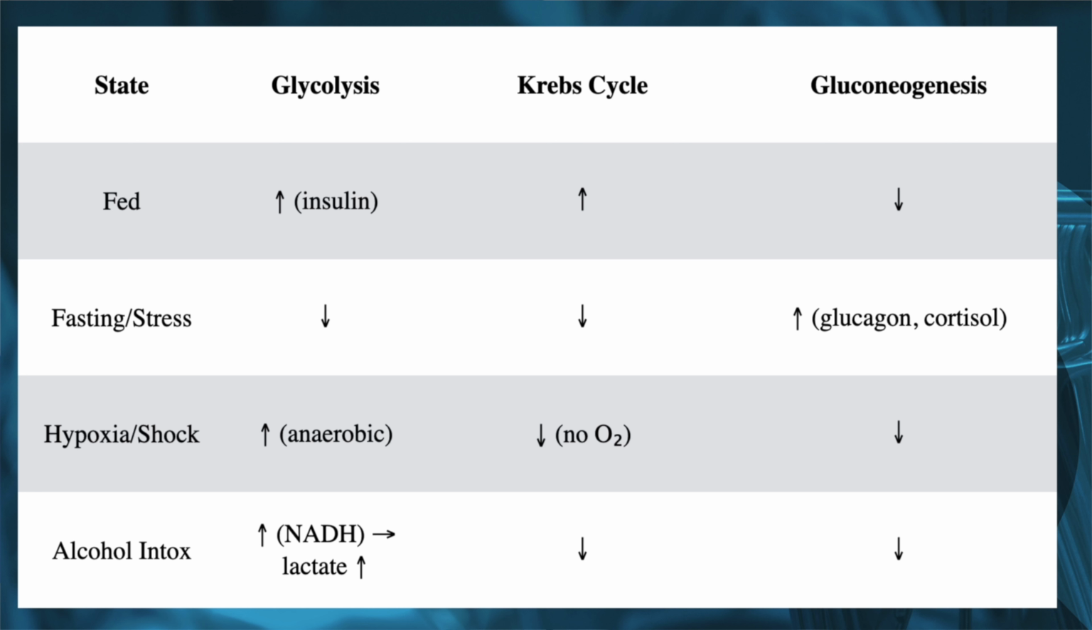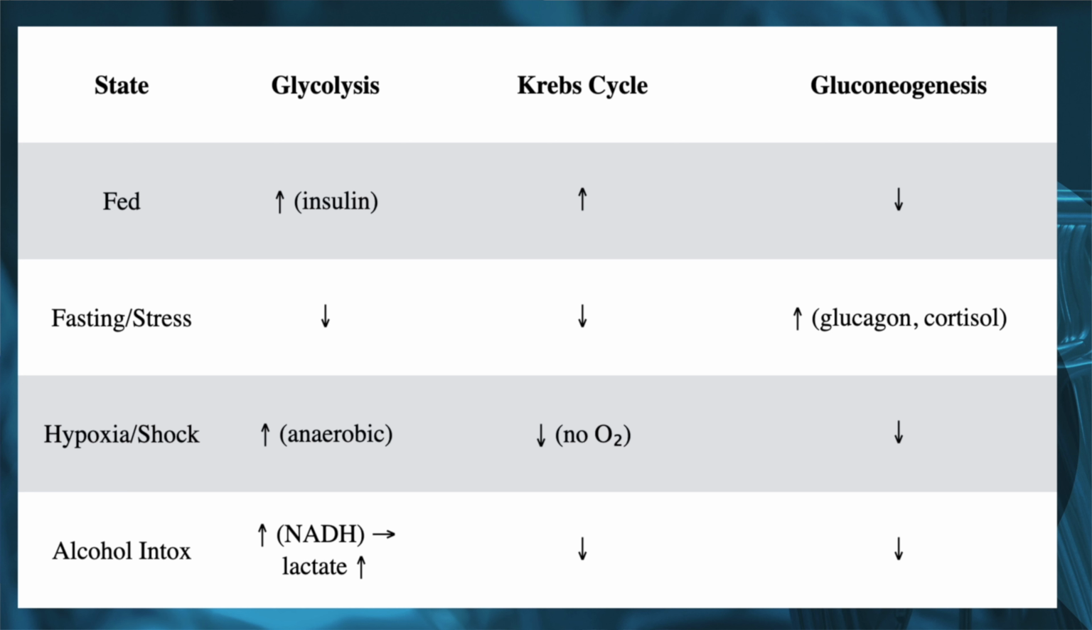So in the fed state, our glycolysis is up. Insulin is going to promote this. Our Krebs cycle is up. We're going to be polishing off that acetyl-CoA, and gluconeogenesis is downregulated. In the fasting or in the stressed state, we want to preserve all of these building blocks. We want to shut down glycolysis. We want to shut down the Krebs cycle, and we're going to promote gluconeogenesis through the formation of glucagon and cortisol.